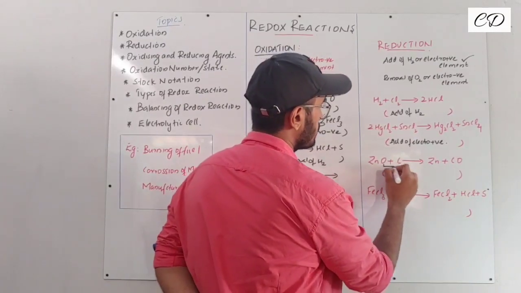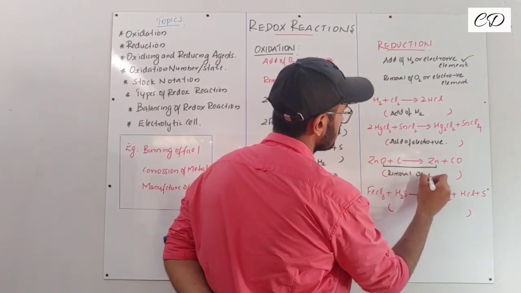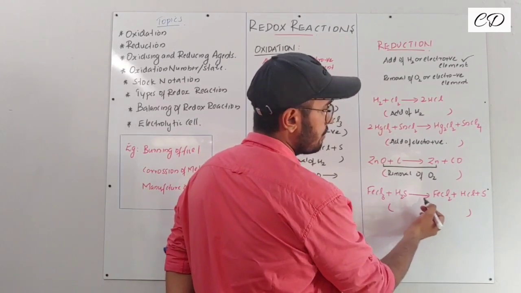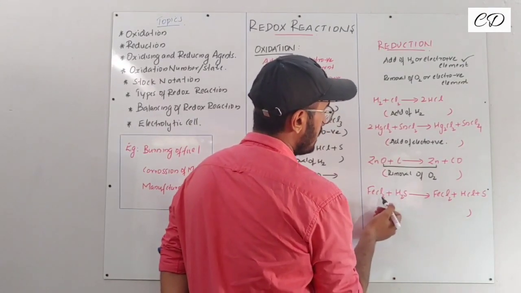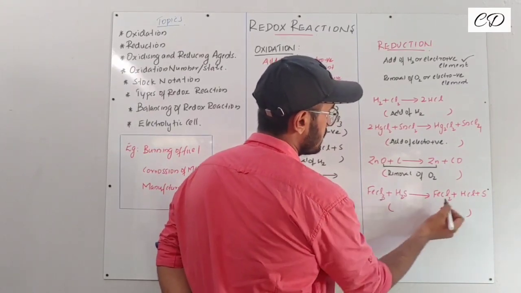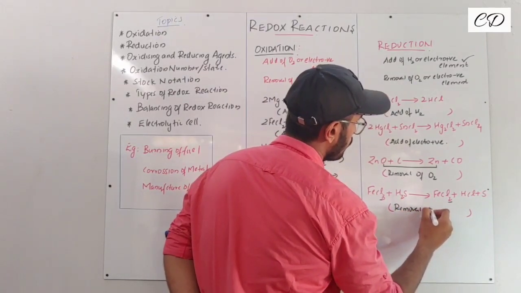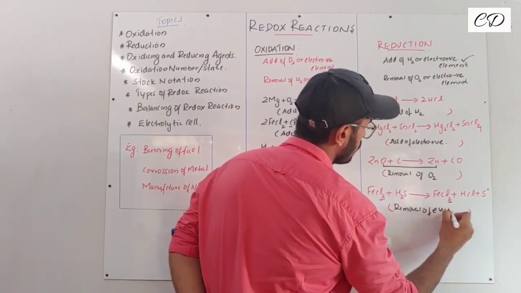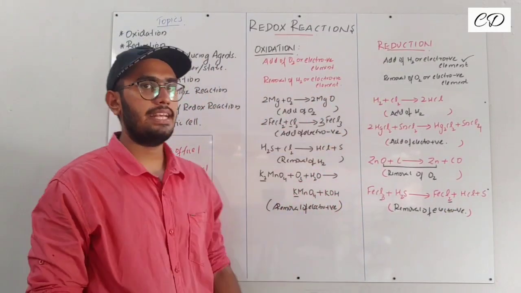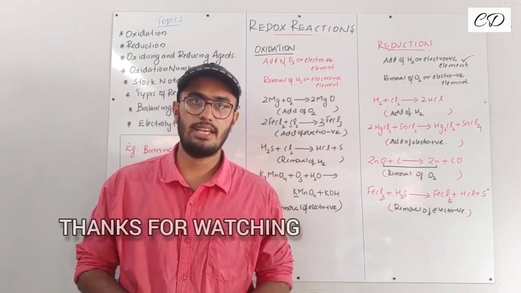Next we can see zinc oxide plus carbon giving zinc plus carbon monoxide. Here the removal of oxygen is taking place, so we can write it as removal of oxygen. Finally, FeCl3, ferric chloride, plus hydrogen sulfide giving FeCl2, but look at the chlorine atoms on the reactant side and product side. Here 3 atoms are there, here only 2 atoms. So removal of electronegative element. These are the examples and a brief description of oxidation and reduction.